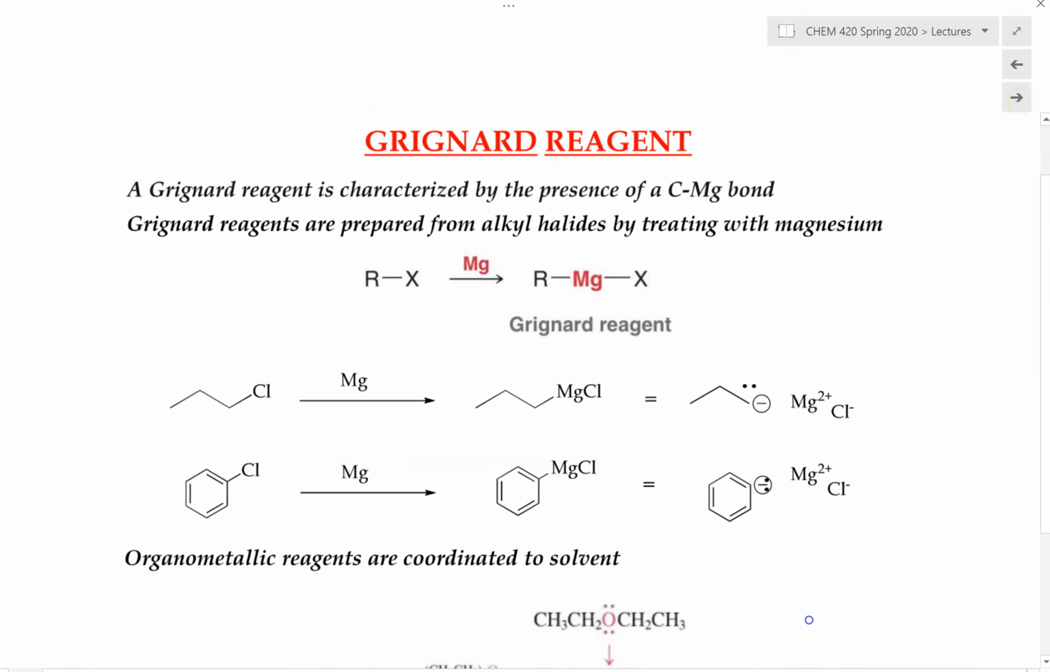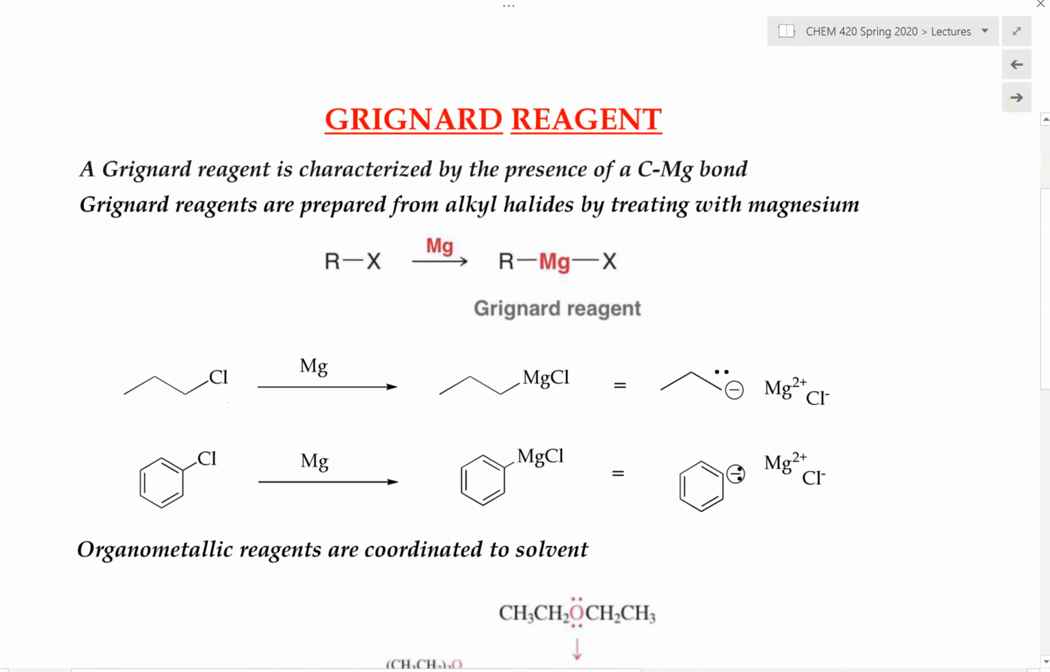And now let's go over one of the types of organometallic reagent, the Grignard reagent. This is a very common type of organometallic reagent. This Grignard reagent is characterized by the presence of a carbon-magnesium bond. So the magnesium is being used as the metal. And this can be prepared by having an alkyl halide treated with magnesium metal.